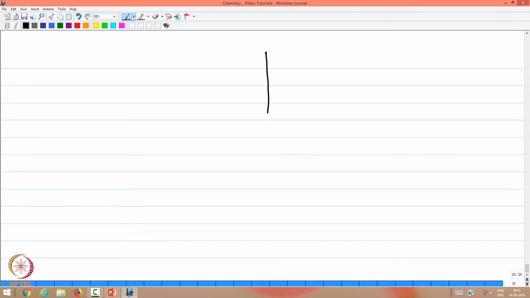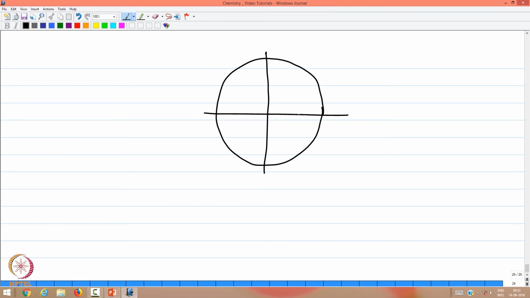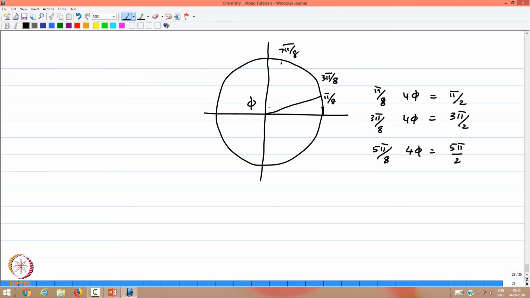in the circle. If we have to write, this is the phi, okay. At phi is equal to pi by 8, 3 pi by 8, this is 5 pi by 8 and this is 7 pi by 8. Of course, this axis extends here, this axis extends here, therefore, this is all the angular nodes.